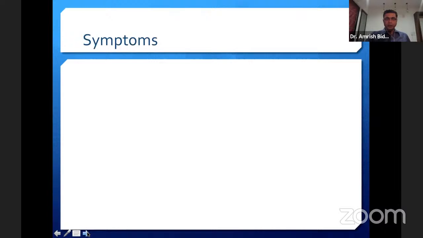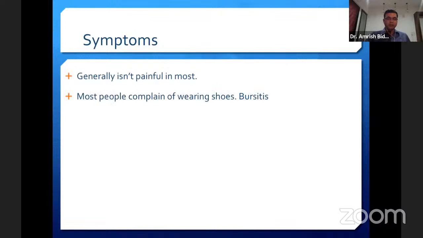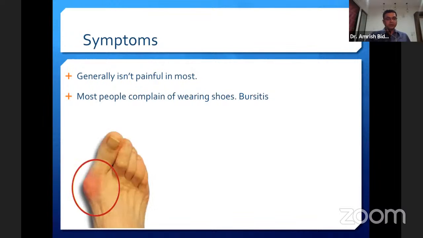So what do patients complain of? The things that patients complain of is generally nothing. Quite a few times it is completely asymptomatic and painless, which is why most people don't need anything. But when they do complain of something, it generally happens because of wearing shoes. And the prominence that you have on the medial side starts rubbing against the shoe, and that gives rise to bursitis. And that is what gives rise to a picture like this. So if you can see this redness and swelling that you have, and that is really annoying to patients.